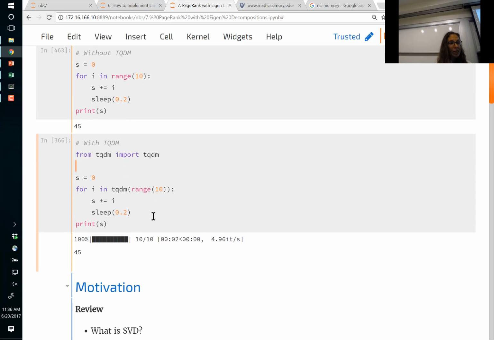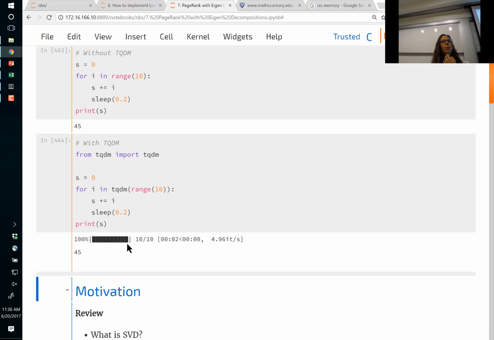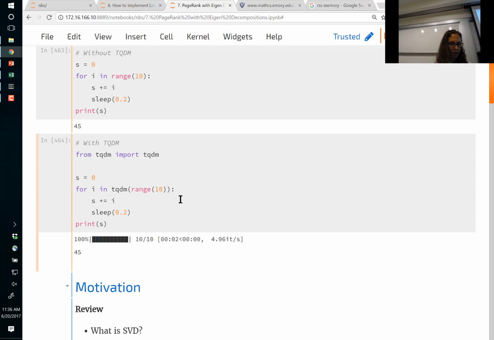To use TQDM, you just wrap it around whatever you're iterating over. So here we've wrapped range 10 with TQDM. Now running the exact same loop, you see we get this progress bar that's updating as you go.